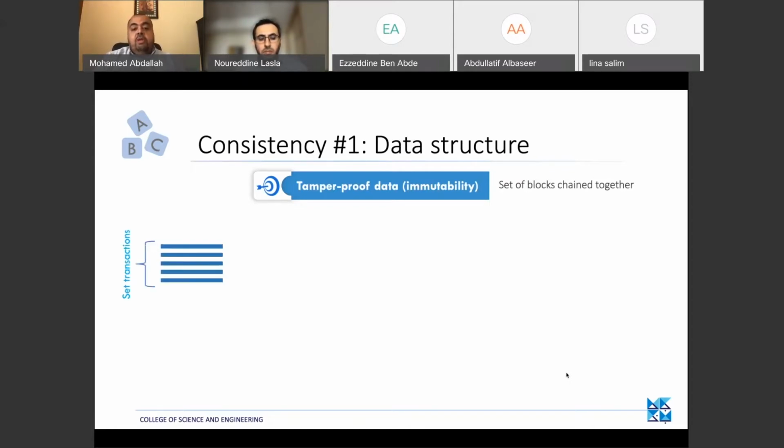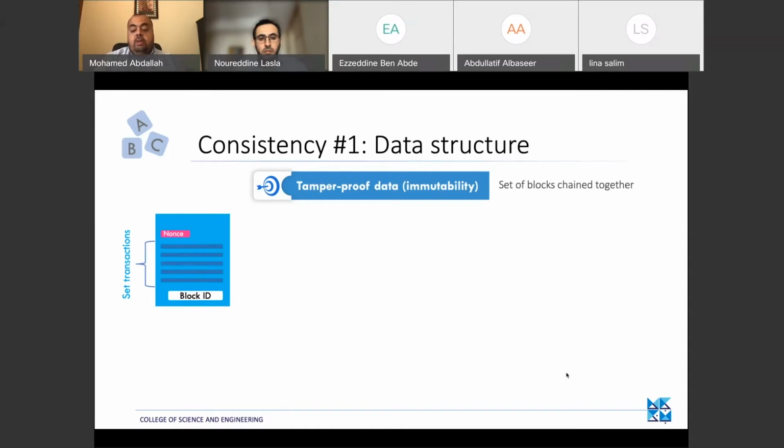You have a number of users sending transactions among themselves. This set of transactions will be collected together and they will form one block. So one block will be a set of transactions. This block, in addition to this set of transactions, will have a block ID, okay, and the nonce. A nonce is a random number, which we are going to explain later. What's the main purpose of this? It's very important, and we're going to explain later what's the definition or the purpose of this nonce.